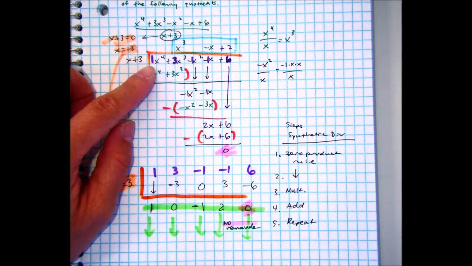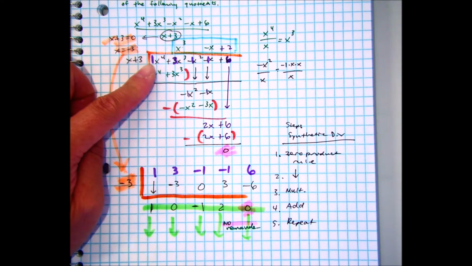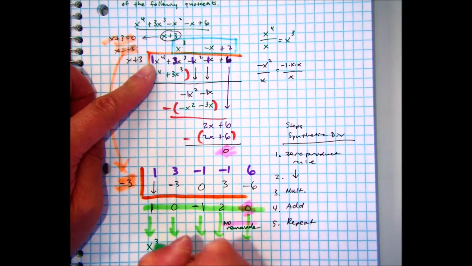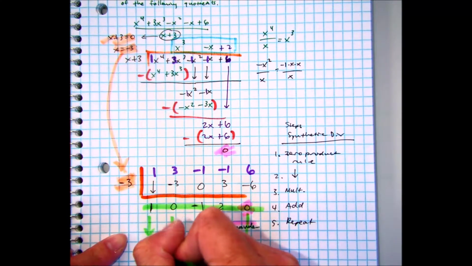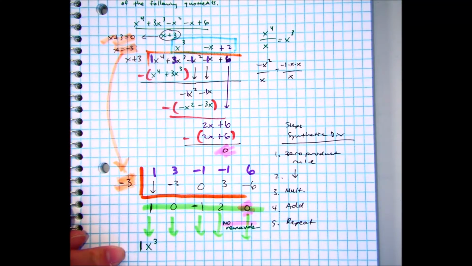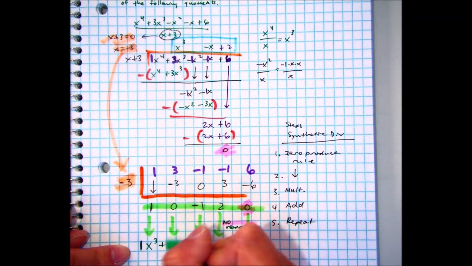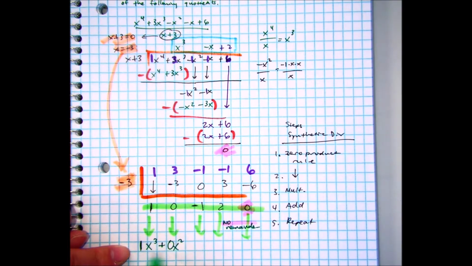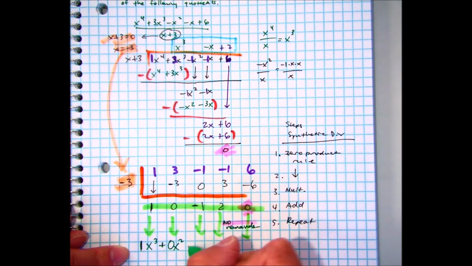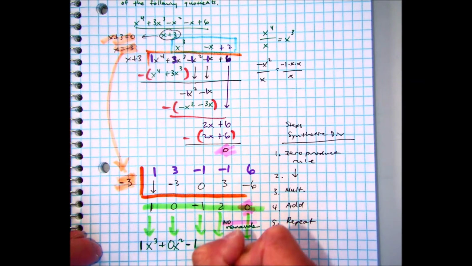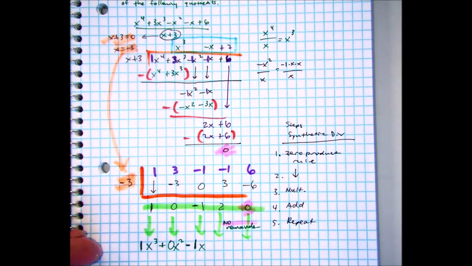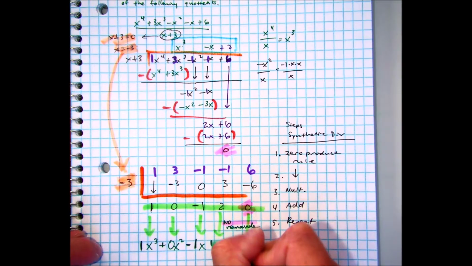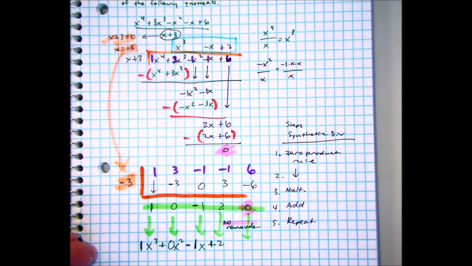What's my highest degree here? X to the 4th. What's 1 less than that? X to the 3rd. So this 1 is going to become 1x to the 3rd. This is going to become what? 0x squared. So you just keep going in descending order. What does this one become, class? -1x. What does that 2 become? +2, and I don't have to write the 0.